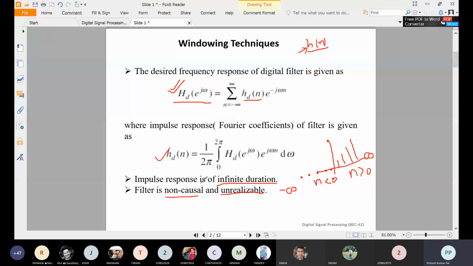Okay, so we will be using the windowing technique, and we will restrict this sequence to a finite one. Instead of infinite, we will be restricting it to a finite sample sequence.